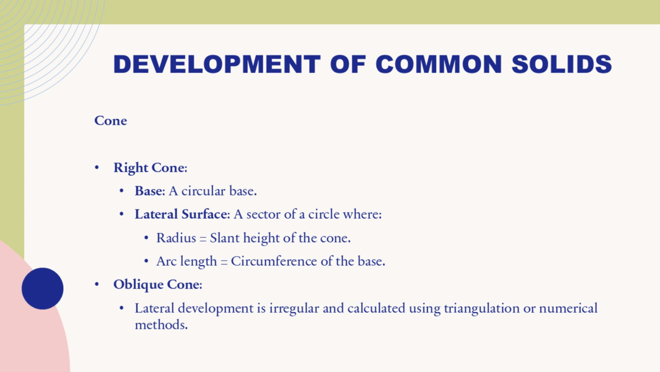Cone surface development follows a fascinating geometric principle. Right cones feature a circular base and a sector-like lateral surface. The sector's radius equals the cone's slant height. Arc length matches the base's circumference exactly. Oblique cones require more complex triangulation methods.